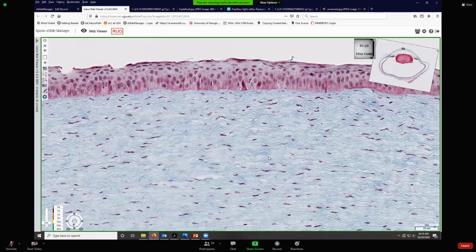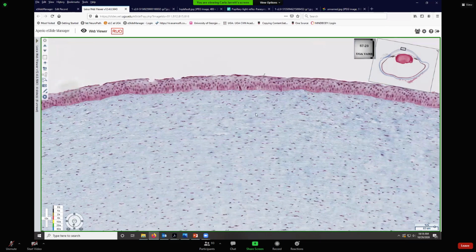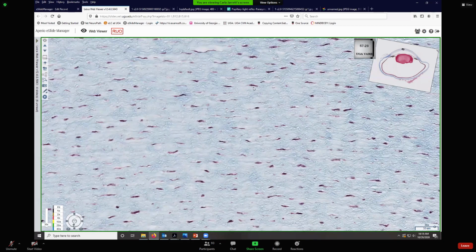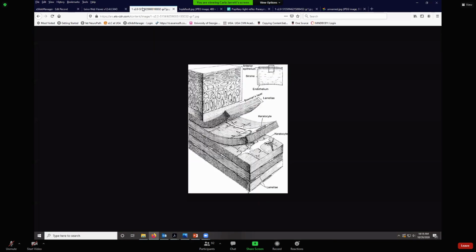Then we have the corneal stroma, and this is really unusual. It is made up of fibroblasts. You can see their nuclei here, and ophthalmologists will call them keratocytes. And their collagen layers are arranged in alternating perpendicular layers.